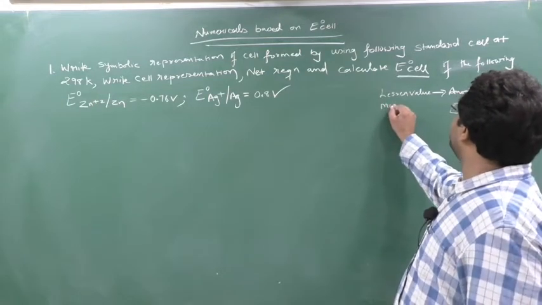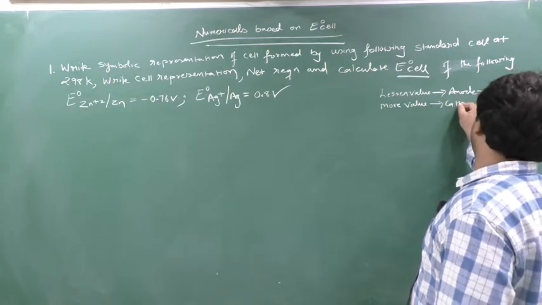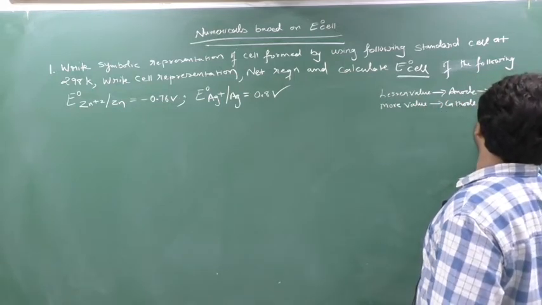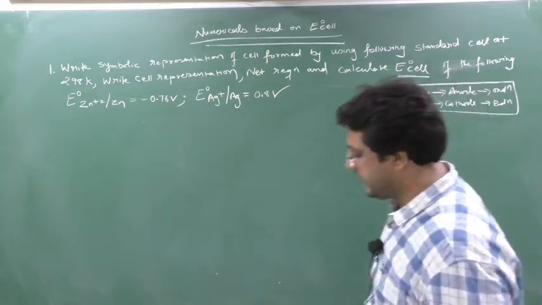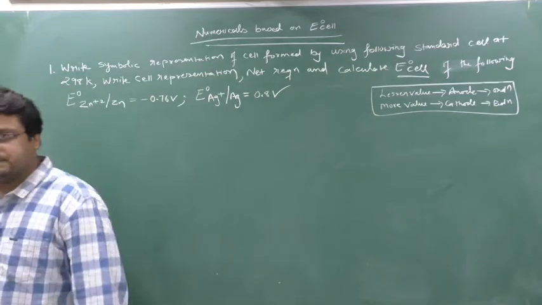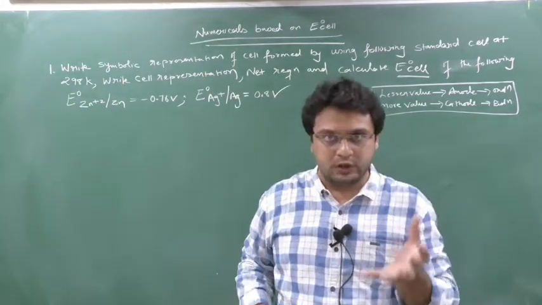Another more value, but opposite, cathode. And at cathode what will occur? At cathode reduction will occur. We will repeat this number of times during this chapter. At the end of this chapter I will solve number of questions.